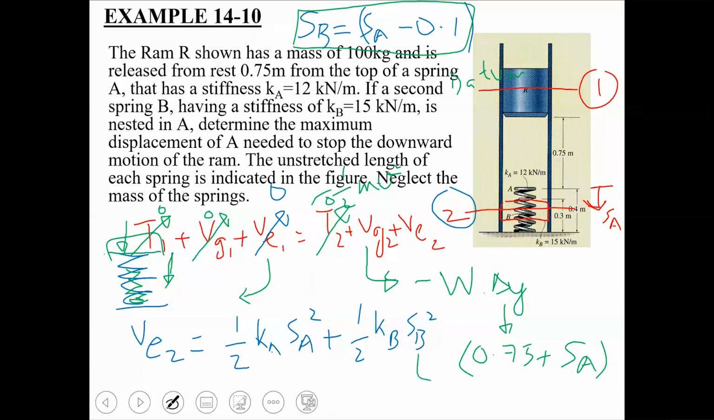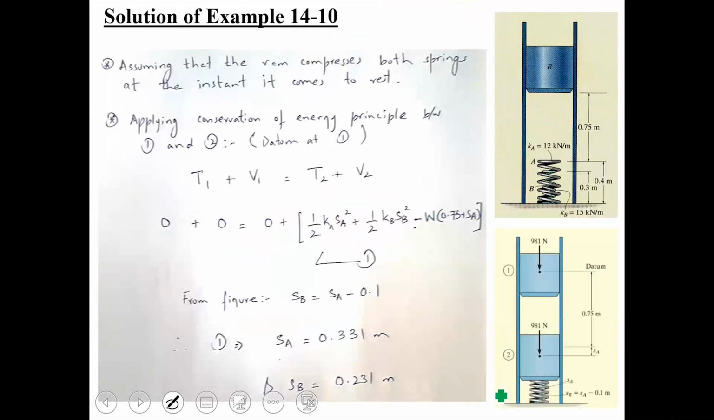So replacing SB equal to SA minus 0.1 in this equation would reduce the system to one equation and one unknown. Once you solve this equation, SA comes out to be 0.331 and accordingly SB comes out to be 0.231 meters. Is this point clear to all of you? Is there anything you would like to ask? Clear?